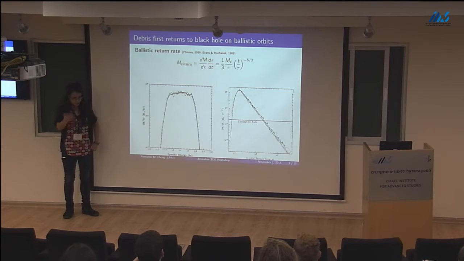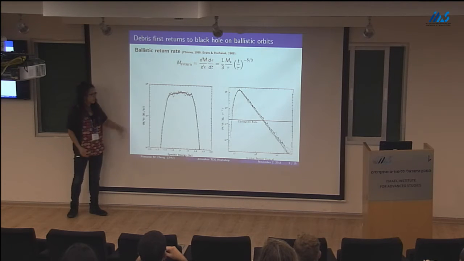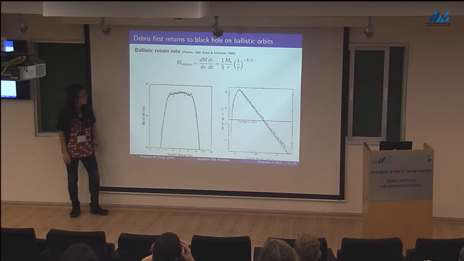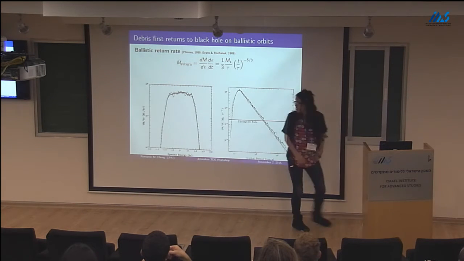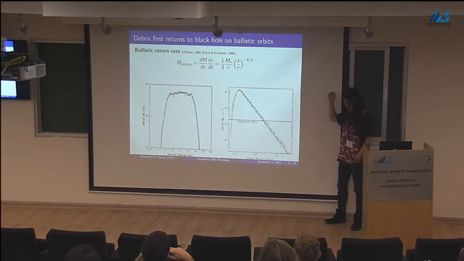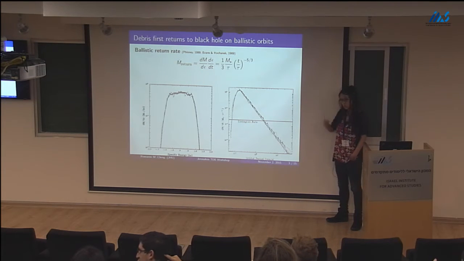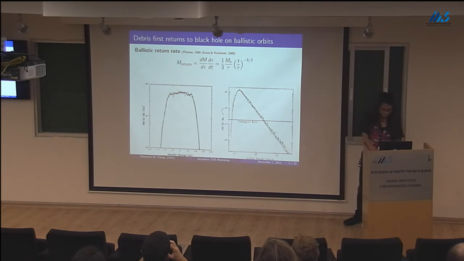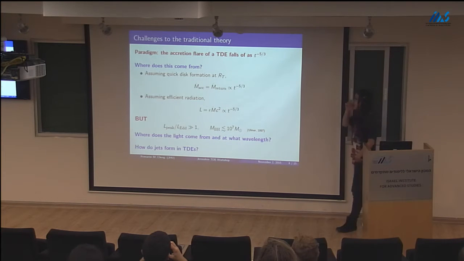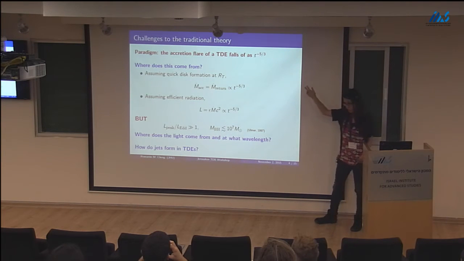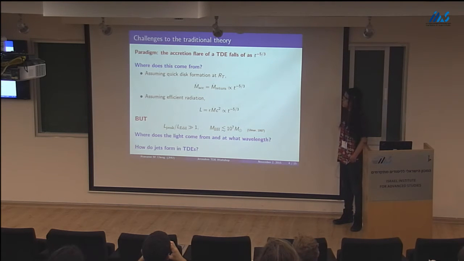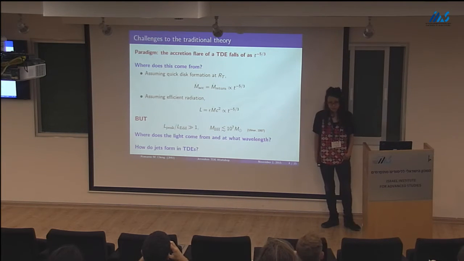Given the distribution of mass and energy, if we find that it's flat, like Evans and Kochanek did, and if we use the chain rule properly, as Phinney did, we find that the fall off is t to the negative 5/3 for the return rate. If we jump and say that the luminosity is equal to this return rate, we find that it should be proportional to t to the negative 5/3. Okay, so what we have is a paradigm that the accretion flare for a TDE should fall off as t to the negative 5/3. We should ask some hard questions, I guess.